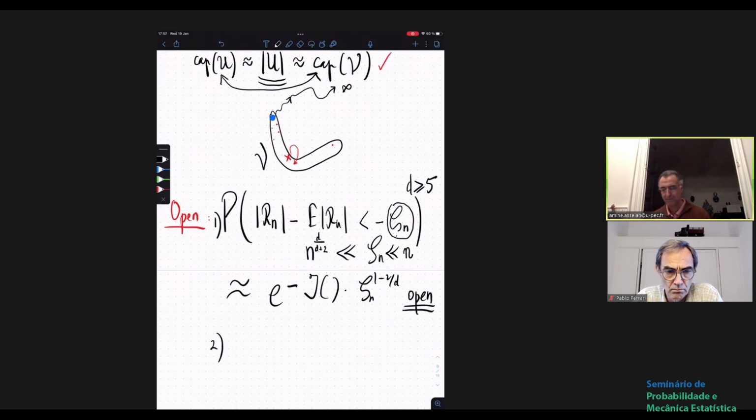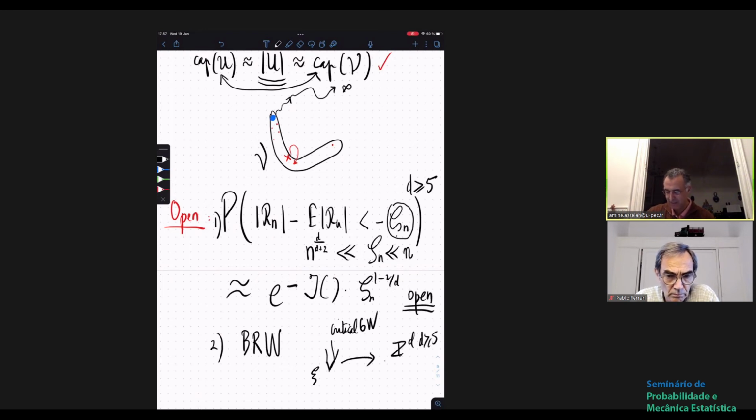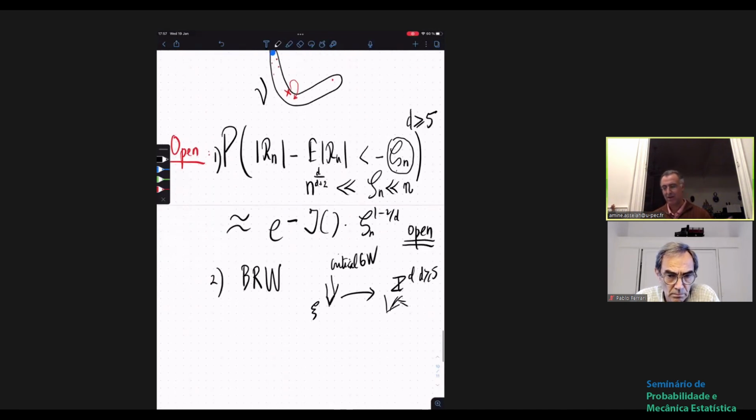Second open problem: do the same thing with another process. Instead of one random walk, take a branching random walk. So you take a Galton-Watson tree, critical, and you take on each edge an increment in Z^d. So you plunge it into Z^d, with d bigger or equal to 5. And same thing about the range.